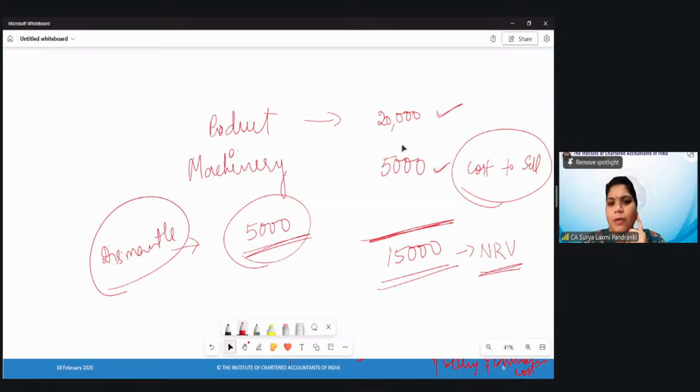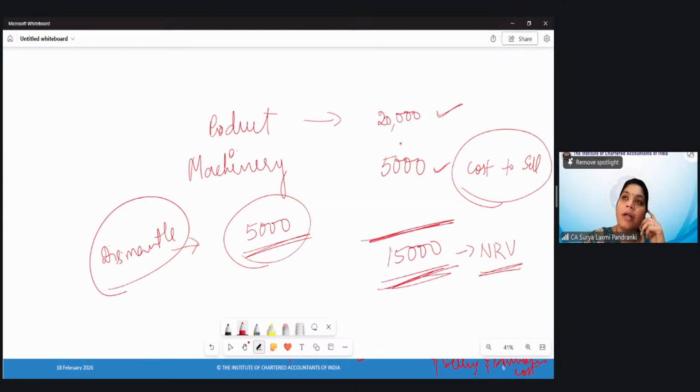Sometimes the product can be directly sold. If it is not having any dismantling, or suppose it is an AC, you will have to uninstall it, right? Uninstalling will have some cost. But if there is a table and you have to sell it, you can directly sell the table. You don't have to dismantle it from somewhere, right? The selling price will be equal to your NRV. But if something has to be dismantled or uninstalled or some cost is incurred to sell it, then that is called NRV. And there is a difference between the selling price and the NRV.